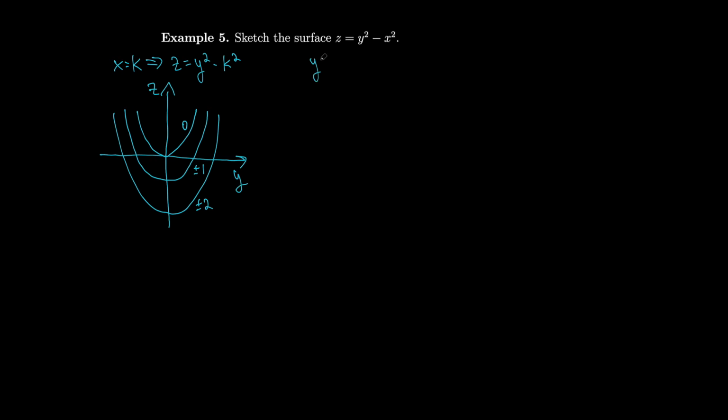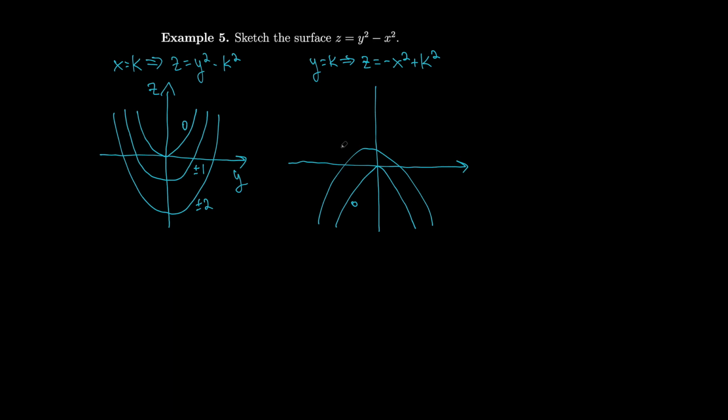Then I could set y equals constant, and I could see that I get z equals negative x squared plus k squared. So that means that these traces are all parabolas, but they're negative parabolas. Here's the parabola for k equals 0, and then here's the parabola for k equals plus or minus 1, and then that's the parabola for plus or minus 2. Hopefully yours are more symmetrical than mine. And we're in the xz plane now.